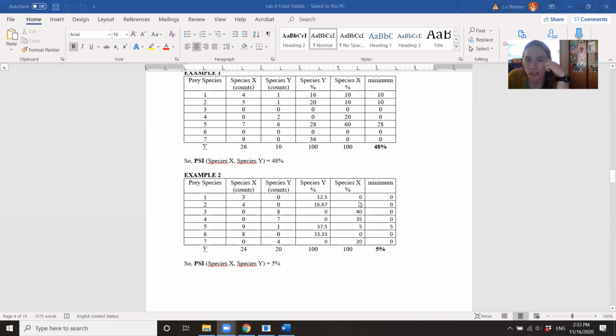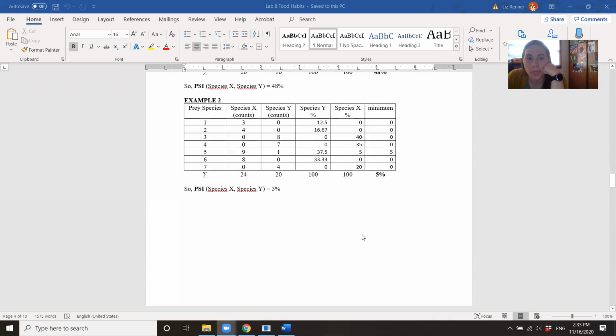And so here again, we've got these two different values, and species X is smaller here, so we get 0, 0. Species Y would be the minimums over here. The minimum value for these, they both had values, and the smallest one would be 5, and then zeros again, which leaves us with a sum of the minimum of 5%.